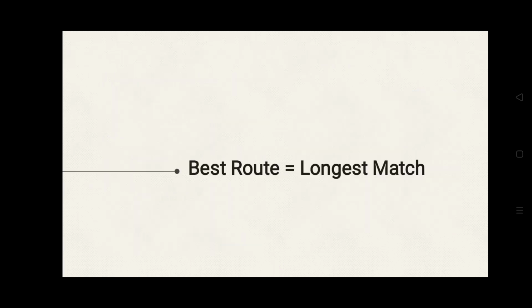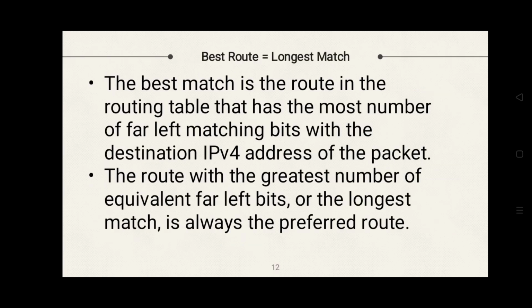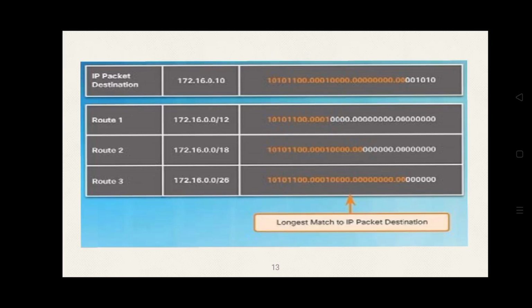So the best route is the longest match. So if I have an IP address 172.16.0.10, then it will look at my different routes in my routing table and find out what is the longest match for this destination. And it will choose the one with the longest match, with the most corresponding bits.